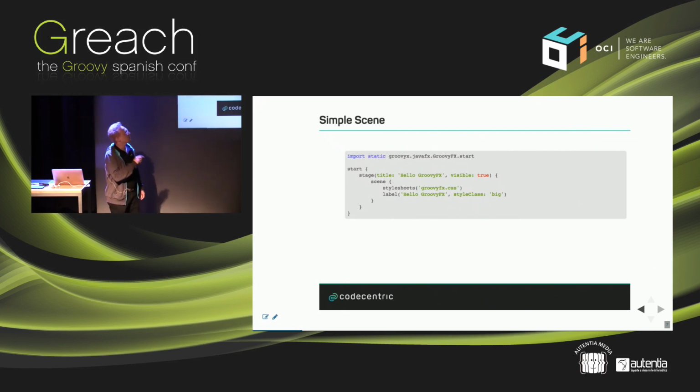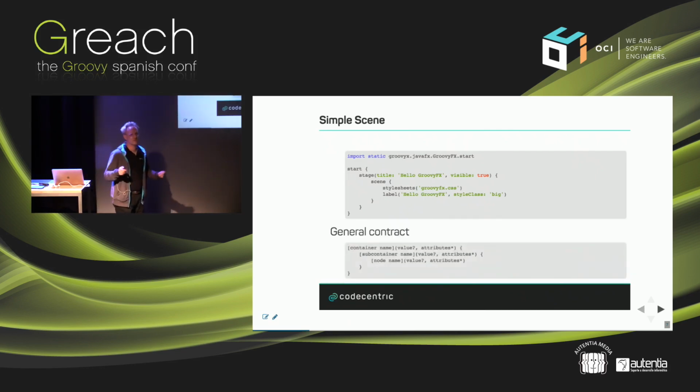Let's go to the next. The general contract, this is for all builders. The general contract is that you have a container name, for example here, the scene. And you have the possibility to add some attributes. These are optional. As you know from methods, you don't need the brackets, at least if you have some curly brackets there, which we mostly have. But if you have something, you have to add the brackets, then you can add some attributes. If not, you can leave off the brackets.